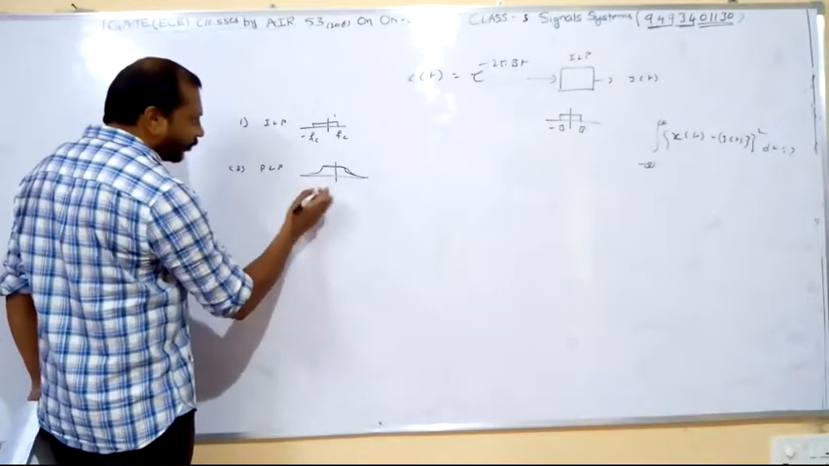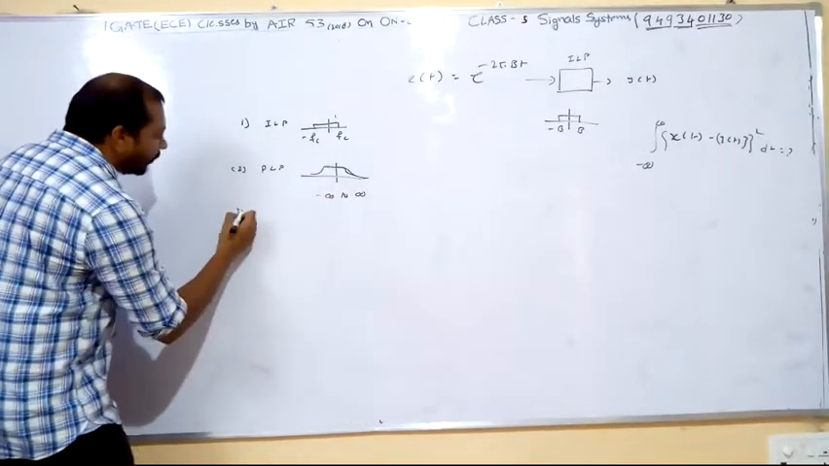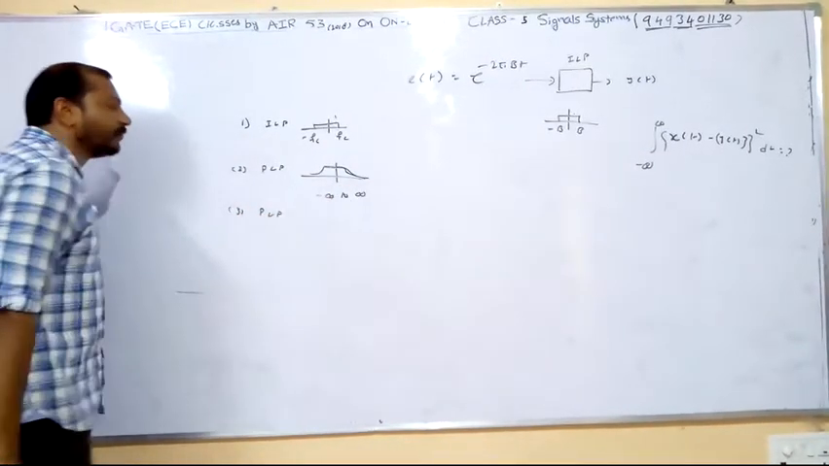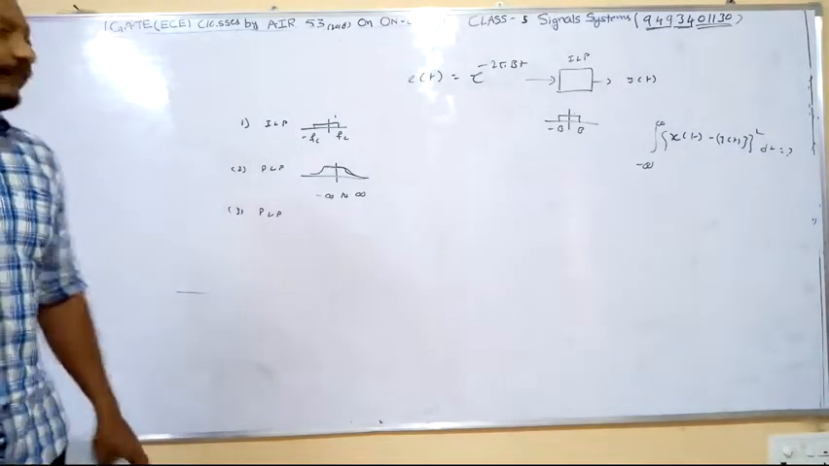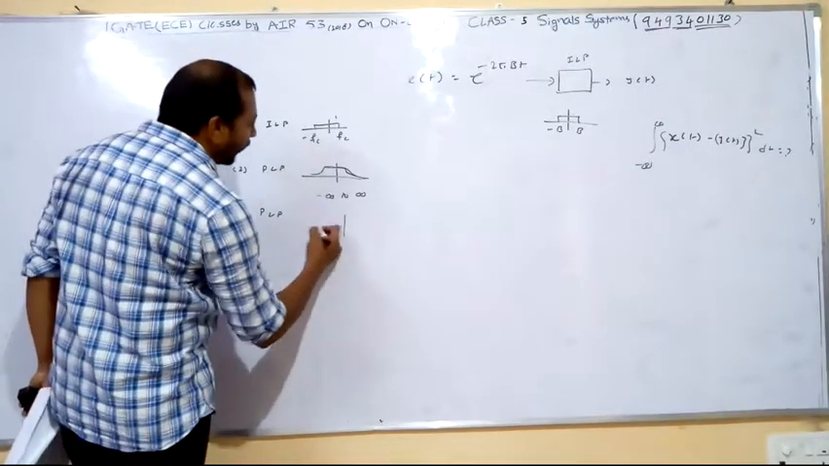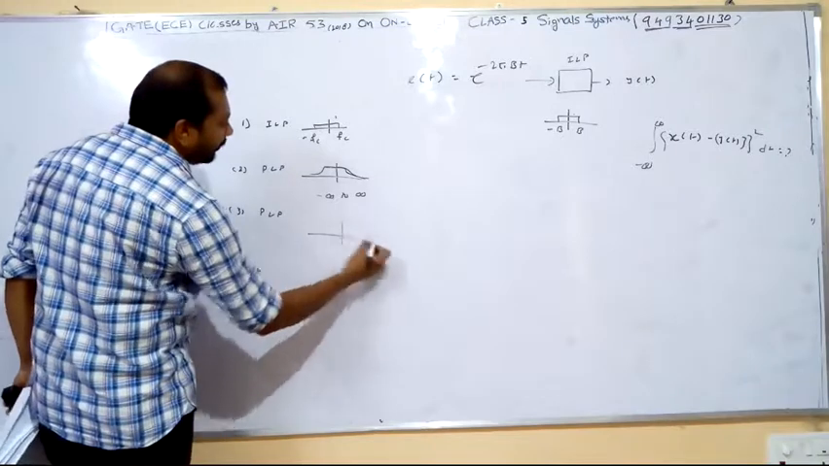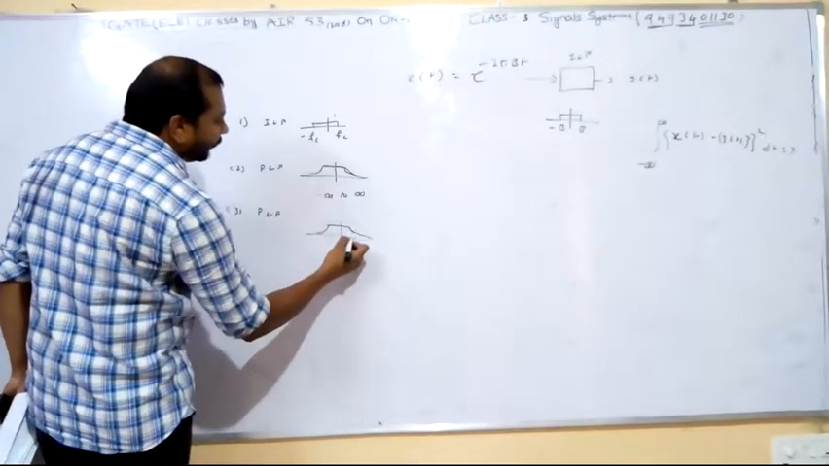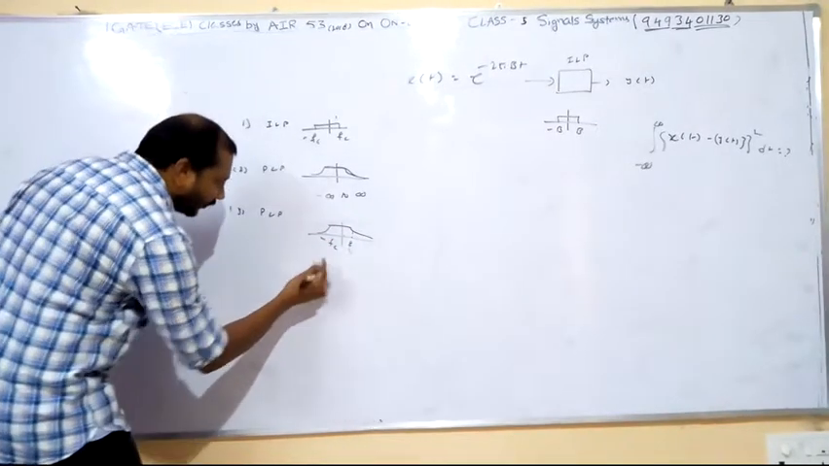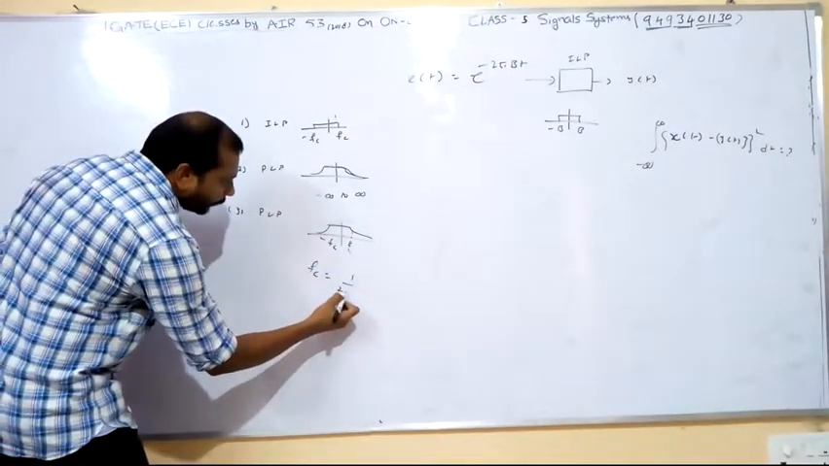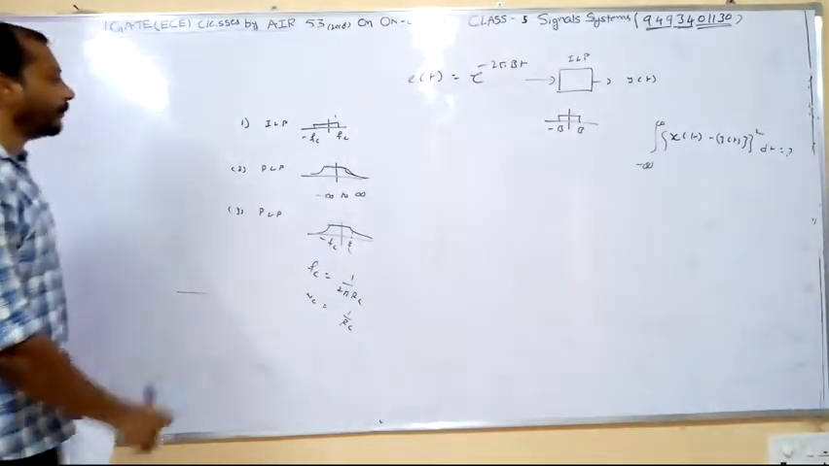This is the pass band, transition band, and stop band. The limits are to be considered from minus infinity to infinity. In a question, if they mention a practical low pass filter with 3 dB cutoff frequency fc, at that situation, what are the limits? Minus fc to fc. Here fc is equal to 1 by 2 pi RC, or omega c is equal to 1 by RC.